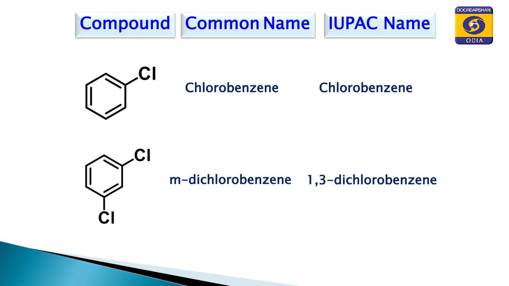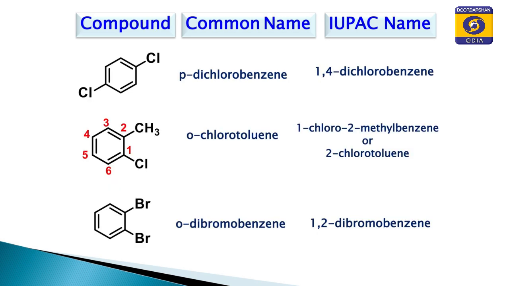So, you see some examples given here, that is chlorobenzene. Compare the common name and IUPAC name. Chlorobenzene is the common name, and the IUPAC name is also chlorobenzene. But in case of meta-dichlorobenzene, the example given in the slide, meta-dichlorobenzene is the common name, whereas the IUPAC name is 1,3-dichlorobenzene. Similarly, for para-dichlorobenzene as the common name, the corresponding IUPAC name is 1,4-dichlorobenzene.